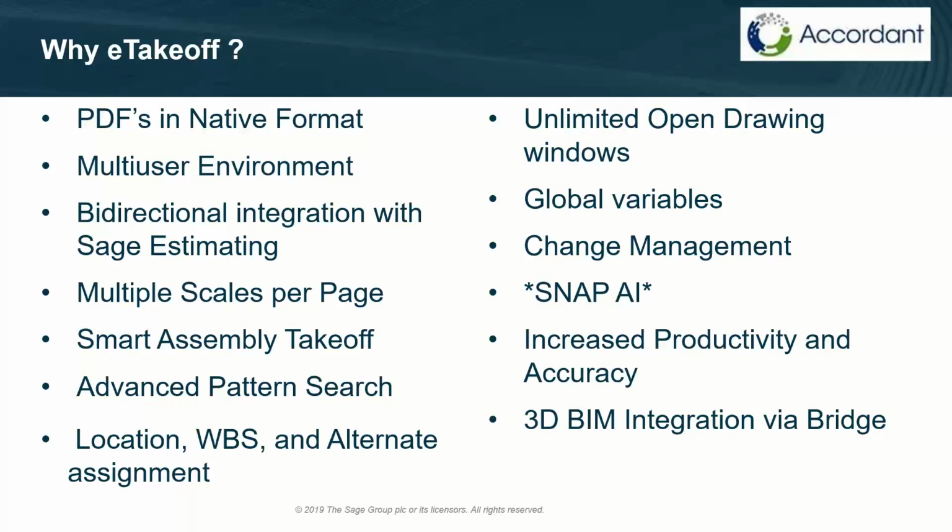The other big advantage is the increased productivity and accuracy. People that have been using this SnapAI and get used to it are claiming that they can get 50% improvement, or takeoff takes 50% less time than it did before. And I'll try to illustrate that to you as we get into the demonstration. And we also have eTakeoff with the bridge. The bridge is the component that communicates between eTakeoff and Sage Estimating. So not only does it work with the 2D eTakeoff information, it can also read 3D information from a BIM model.